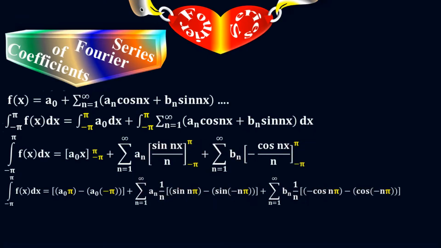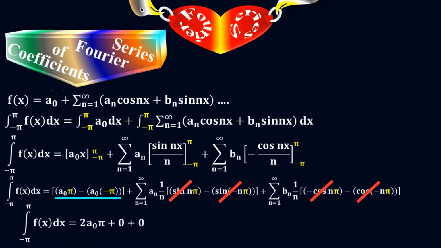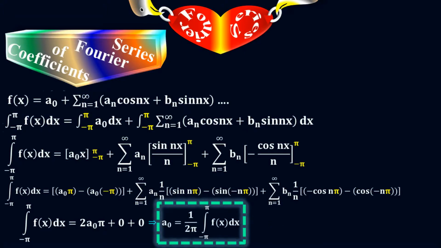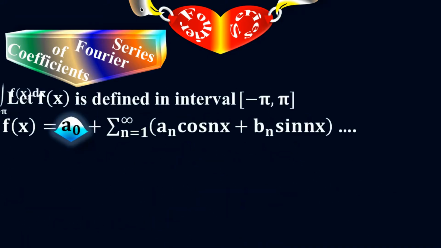So all the sin n pi and cos n pi terms equal 0 here, and I am left only with a sub naught, which equals 2 a sub naught times pi plus 0 plus 0, because the terms of sin n pi equal 0 and the cos n pi terms cancel. Simplify the equation further. This is my formula for a sub naught: a sub naught equals 1 over 2 pi times the integral of f of x with the limits from minus pi to plus pi. This is the formula for coefficient a sub naught.